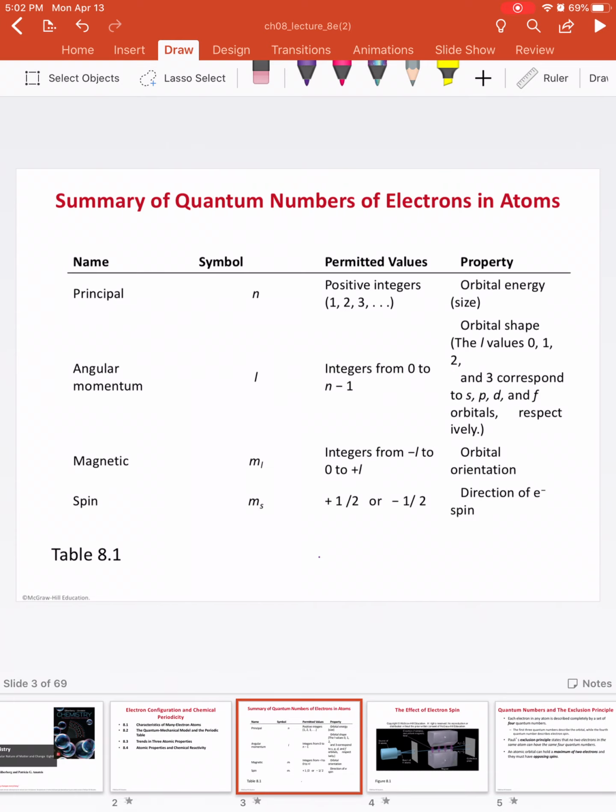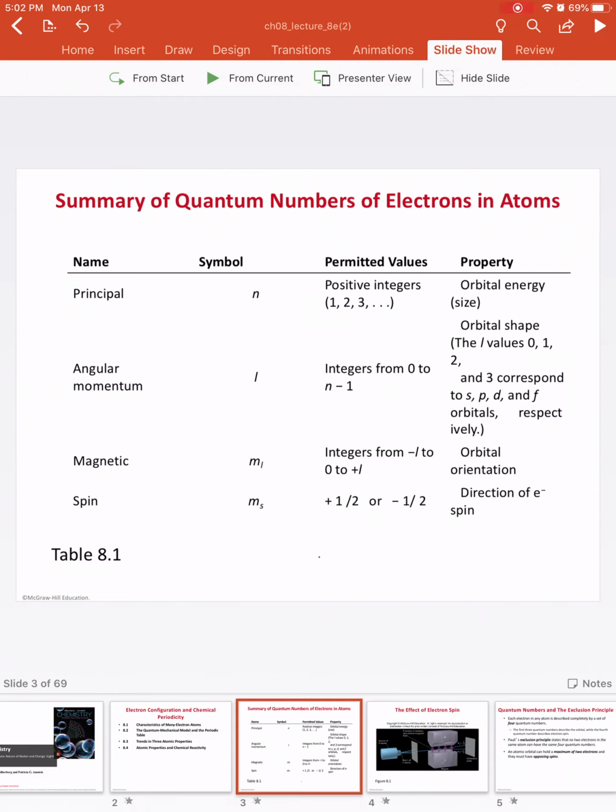So in the last chapter, we learned about three quantum numbers, and this is a summary of quantum numbers that we had learned. We learned the principal quantum number, the symbol was given as n, and the permitted values were 1, 2, 3, and we can go up to 7 since we have 7 periods. It tells us about the orbital energy and also the size of the orbitals. Okay, and then we learned about the angular momentum quantum number, which we gave the symbol l, and it can go from 0 to n minus 1.